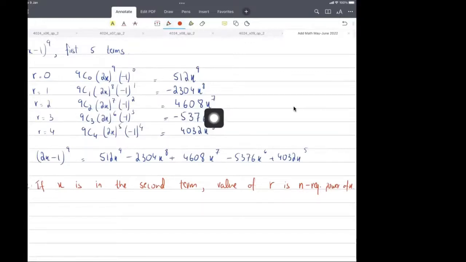If I want x power 7, तो हम r क्या रखेंगे? हम r रखेंगे 9 minus 7, which means it's equal to 2. अगर हमें चाहिए x to the power 6, तो हम r क्या रखेंगे? 9 minus 6, which is equal to 3.